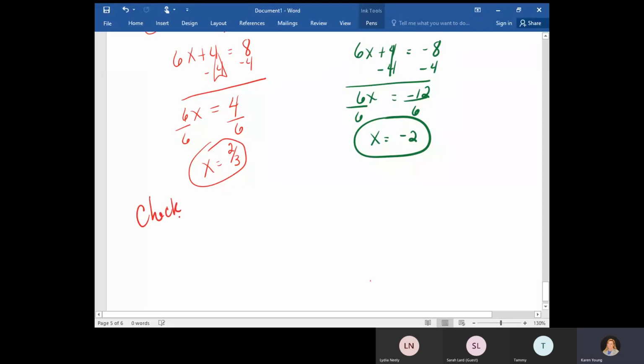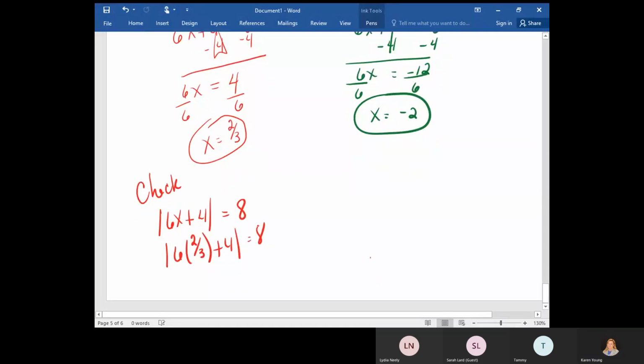So if I check this one, I'm checking the 6x plus 4 equals +8. I always want to go back to my original to check. So I'm going to put 2/3 in for x. 6 times 2/3, 6 times 2 is 12, divided by 3 is 4. So 4 plus 4 equals the absolute value of 8, which equals 8. So that one checks.